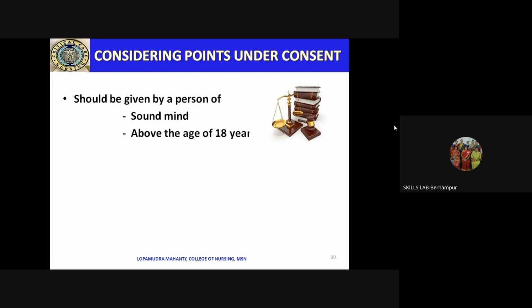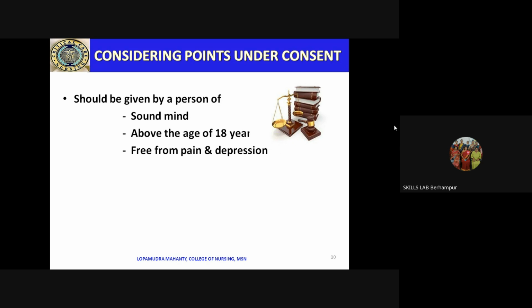Then next is above the age of 18 years. If the patient is an infant or a child, they cannot give consent, so at that time the parents will give the consent. Only if the patient is above the age of 18 years can they give consent. Then next is being free from pain and depression. With any type of pain or depression, the patient cannot give proper consent.